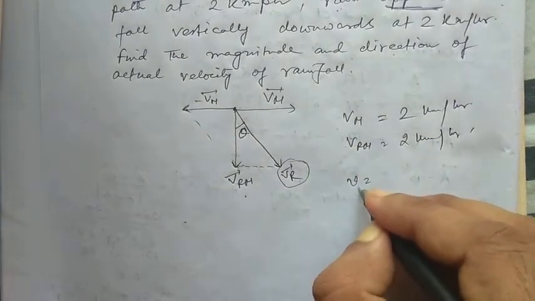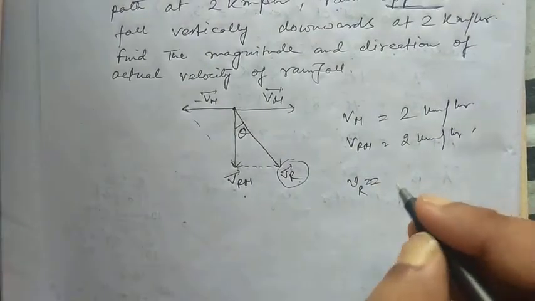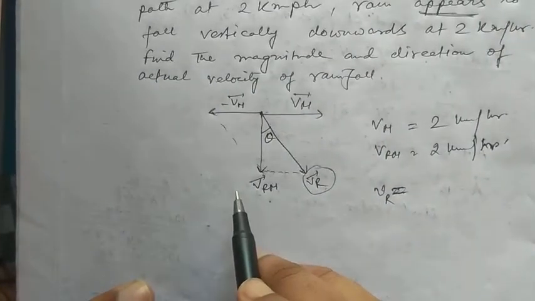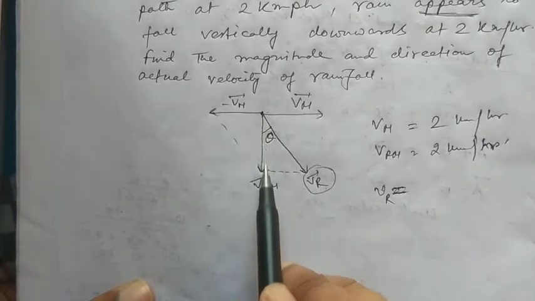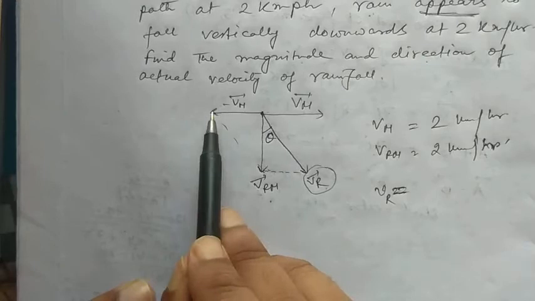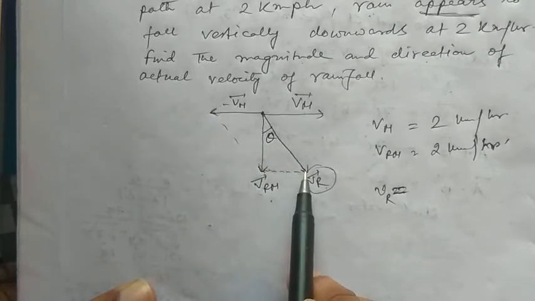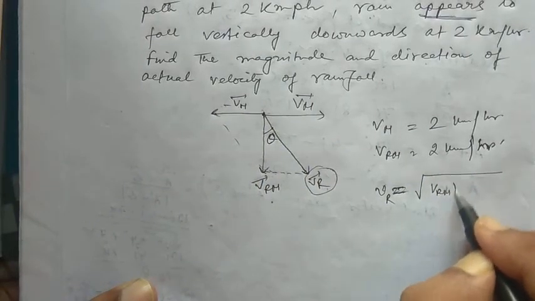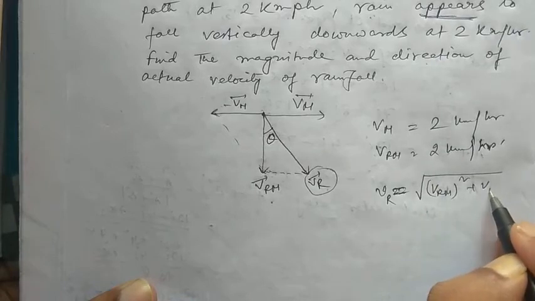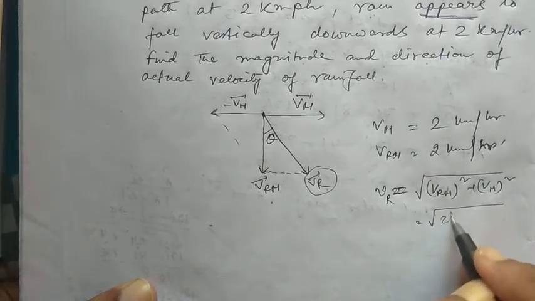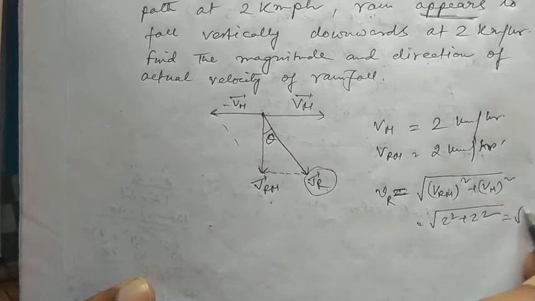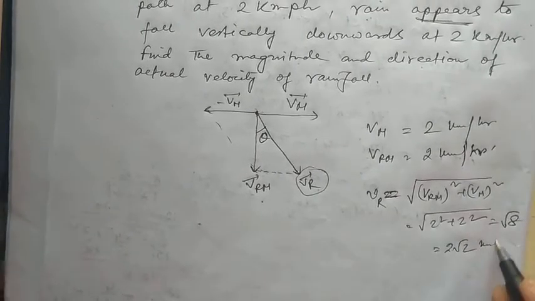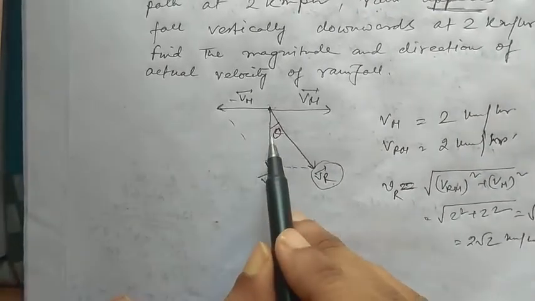So Vr, for this triangle we shall use the rule of Pythagoras. This is Vrm, this is Vm. If this is Vm, this is also Vm. So what is the hypotenuse? That is root of Vrm square plus Vm square. 2 square plus 2 square means root over 8, that is 2 root 2 kilometers per hour.